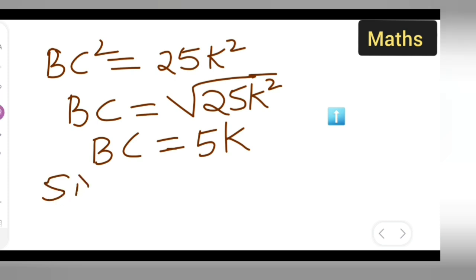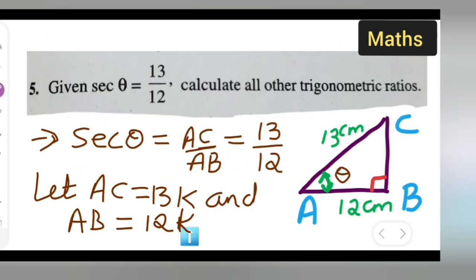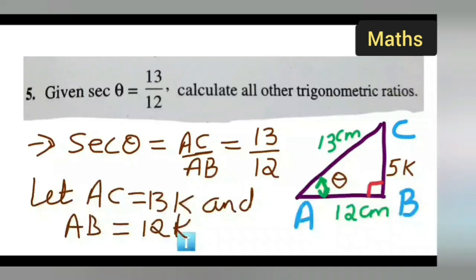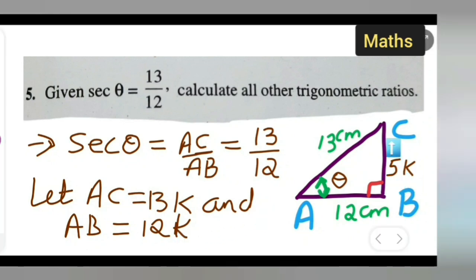Sine, what I will find is sine theta. Before that, let me write this 5k over here. Okay, so I've written here 5k because I got 5k over here. Now we need to calculate all the trigonometric ratios. All means all, because sec theta is already given, no need. So first thing I will be finding is sine theta. Okay, so let us see.